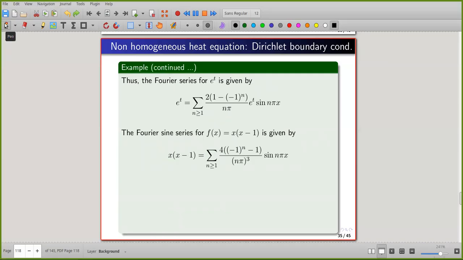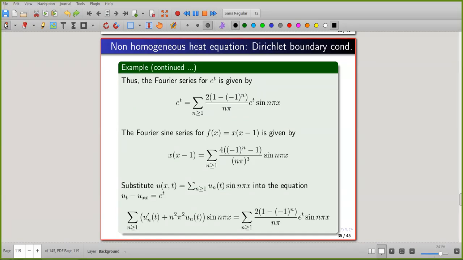The Fourier sine series for f of x equal to x into x minus 1 is given by this. This is something which we would have already computed at some point of time. So we substitute u of x, t, since we are looking for a series solution. We substitute this into the equation u_t minus u_xx is equal to e to the power t, and we get this equation. That means we have to equate this coefficient with this coefficient.